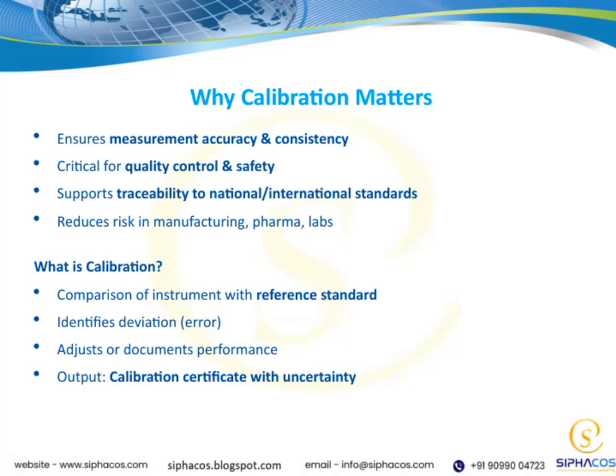Let's take a moment to understand why calibration truly matters. Calibration ensures that our measurements are not only accurate, but also consistent over time. This consistency is crucial because it helps maintain the quality of our products and ensures safety across various industries. When we calibrate instruments properly, we support traceability to national and international standards, which means our measurements can be trusted worldwide. Additionally, proper calibration reduces risks, whether in manufacturing, pharmaceuticals, or laboratory settings, by catching errors early and preventing costly mistakes.